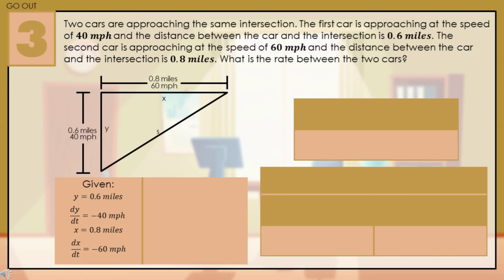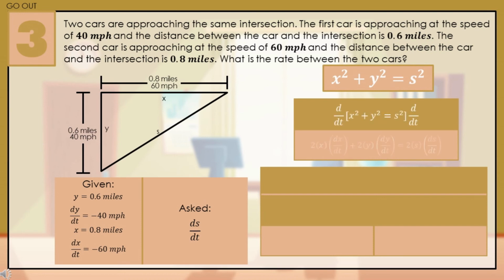The goal is to solve for the rate of the distance between the first car and the second car. By using the Pythagorean theorem, we can find the rate. The first step is to find the derivative of the Pythagorean theorem and substitute the given. If you are confused about why the rate of the cars is negative, it's because they're decreasing by their given miles per hour as they approach the intersection.